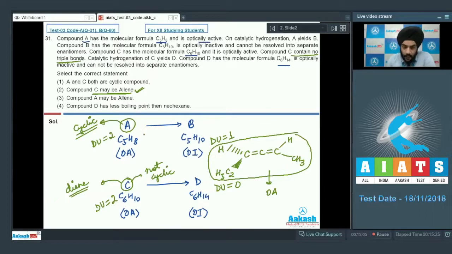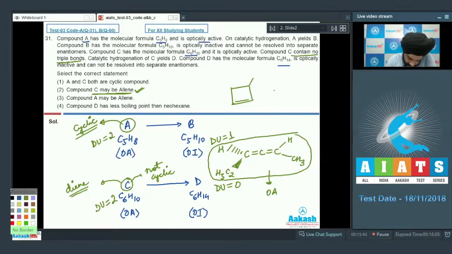Let us now look at the structure of A. We had already seen that the structure A is cyclic as the degree of unsaturation is not completely satisfied when hydrogenation takes place. In order for the compound A to be optically active, we cannot have a 5-membered ring. We can have a 4-membered ring. For the 4-membered ring, there will be a DU of 2, which means we must have one double bond. And for this to be optically active, we could have branching on the carbon where the double bond is not present.